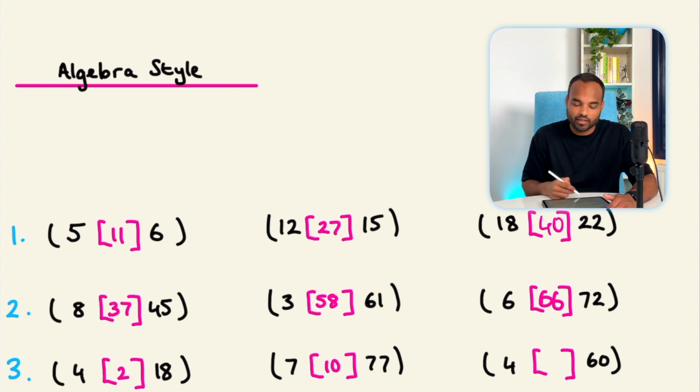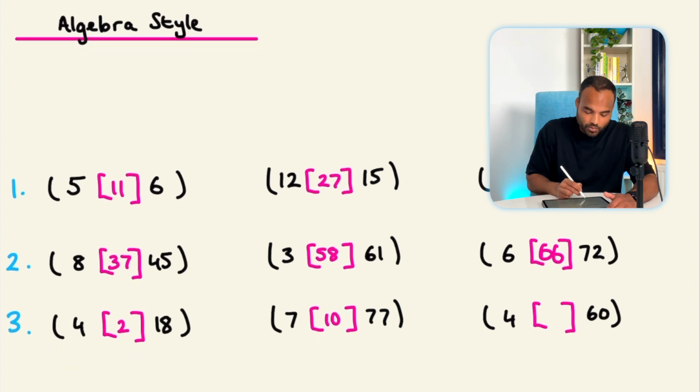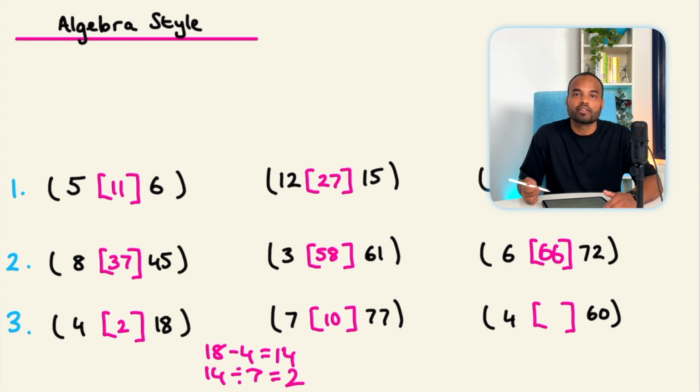So that's my pattern. Now you might find it useful to do some working out. You might find it useful to write down 18 take away 4 gives me 14, and then 14 divided by 7 gives us 2. Just so that when you come to doing the third set, you remember what to do.